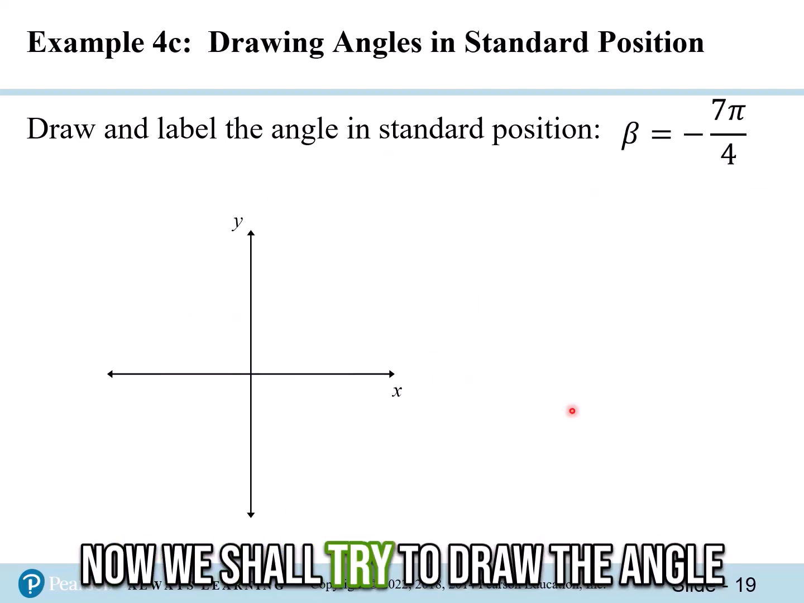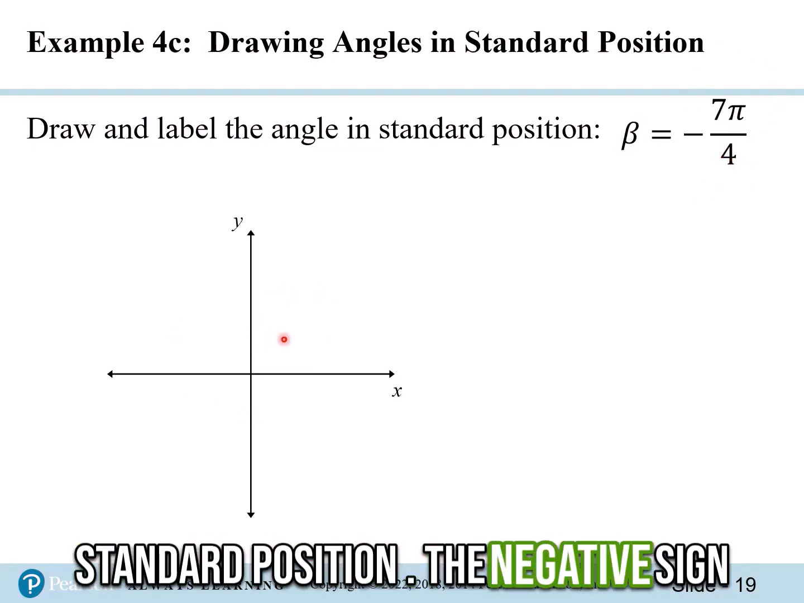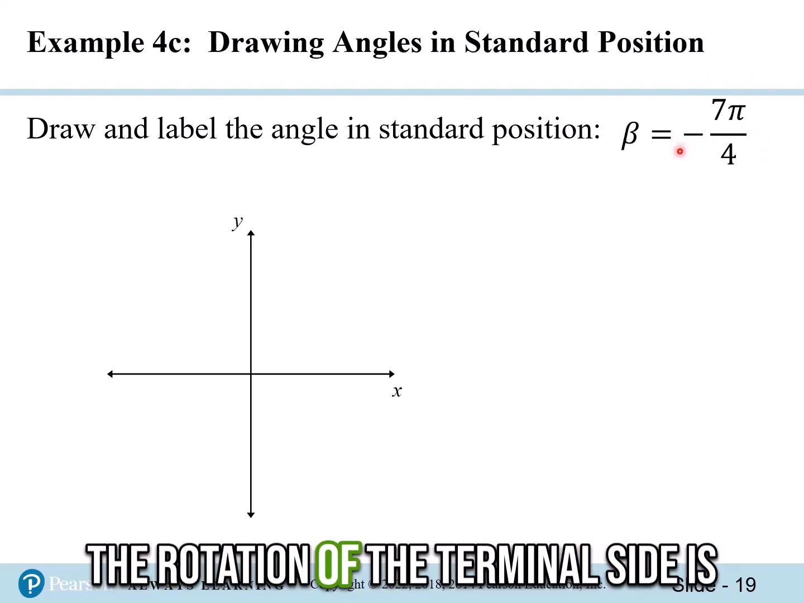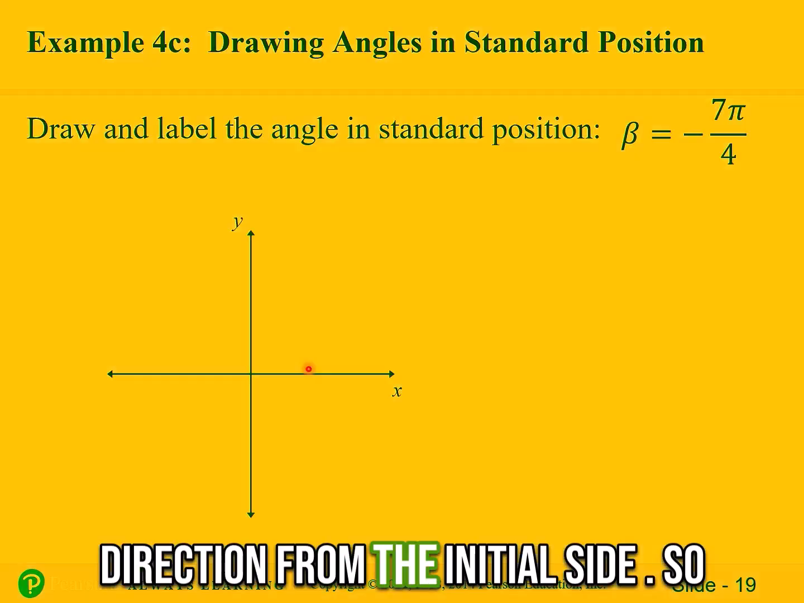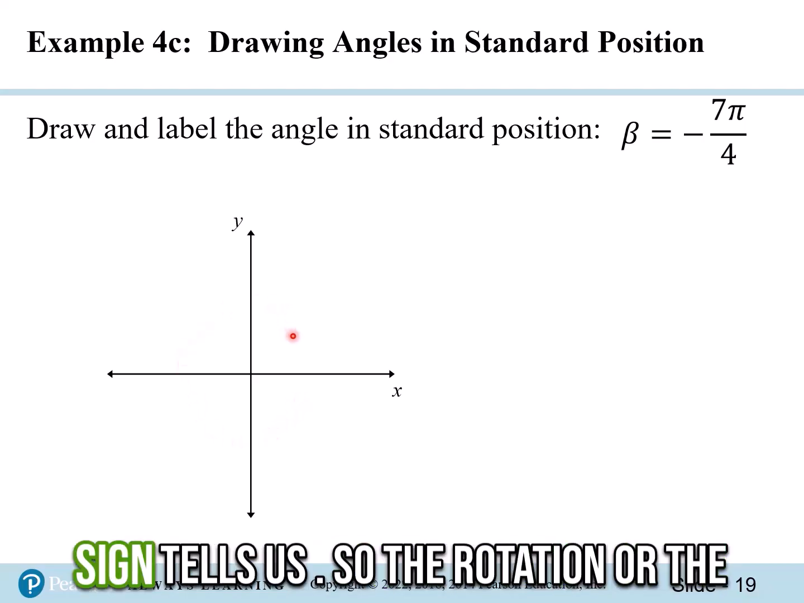All right, now we shall try to draw the angle negative 7 pi over 4 in standard position. The negative sign to the angle measure tells us that the rotation of the terminal side is in the clockwise direction from the initial side. So it's going to turn in the clockwise direction. That's what the negative sign tells us.